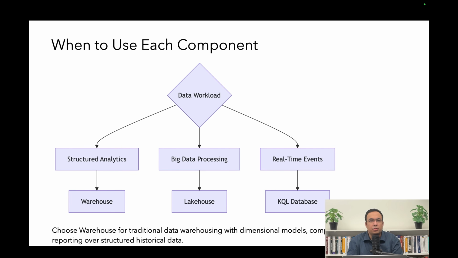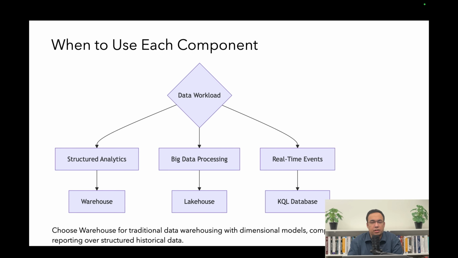So now let's talk about when to use each component. With all these options, it can get pretty confusing as to what's appropriate for each scenario. So let's talk a bit more about it. This decision tree here should start with understanding your data workload type.